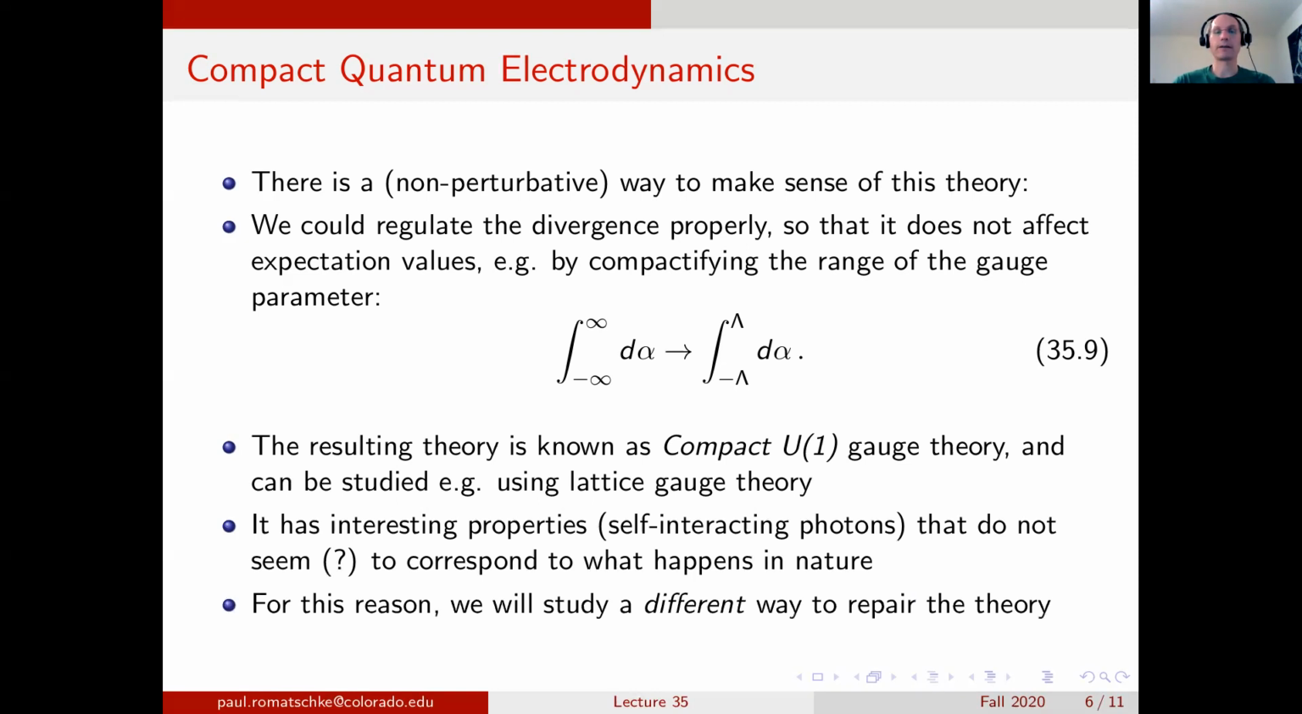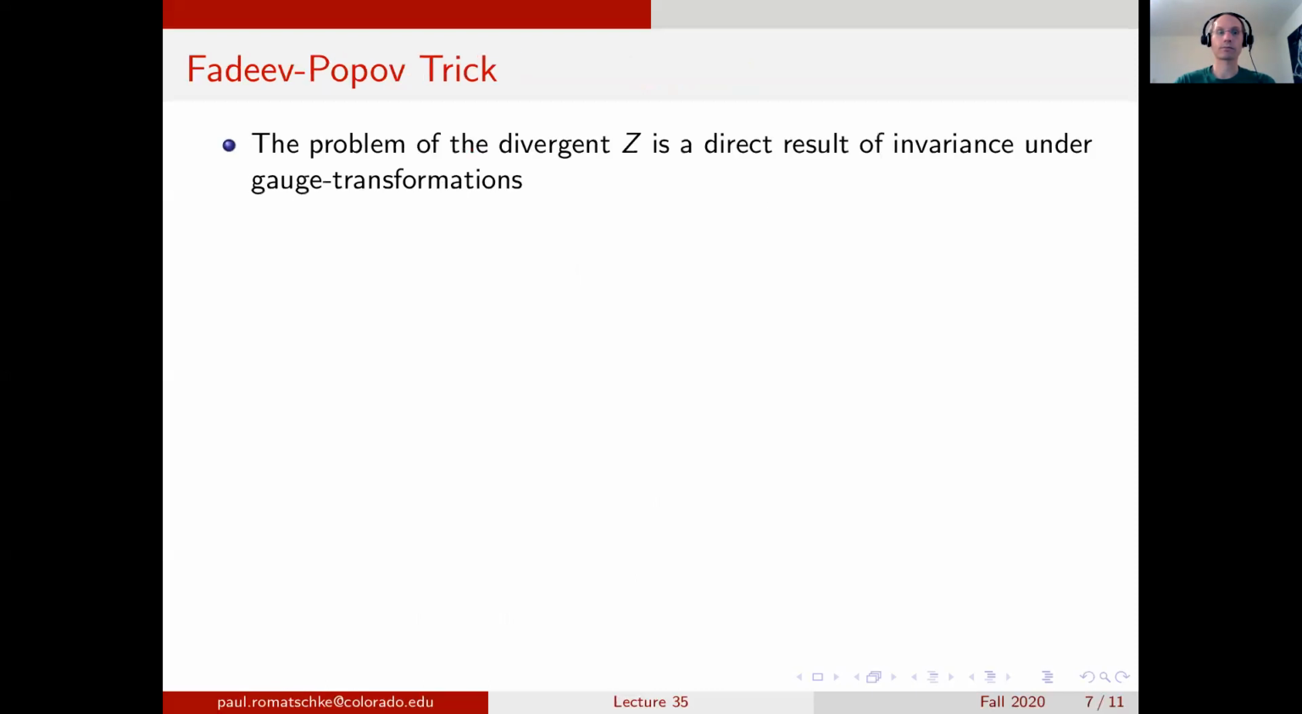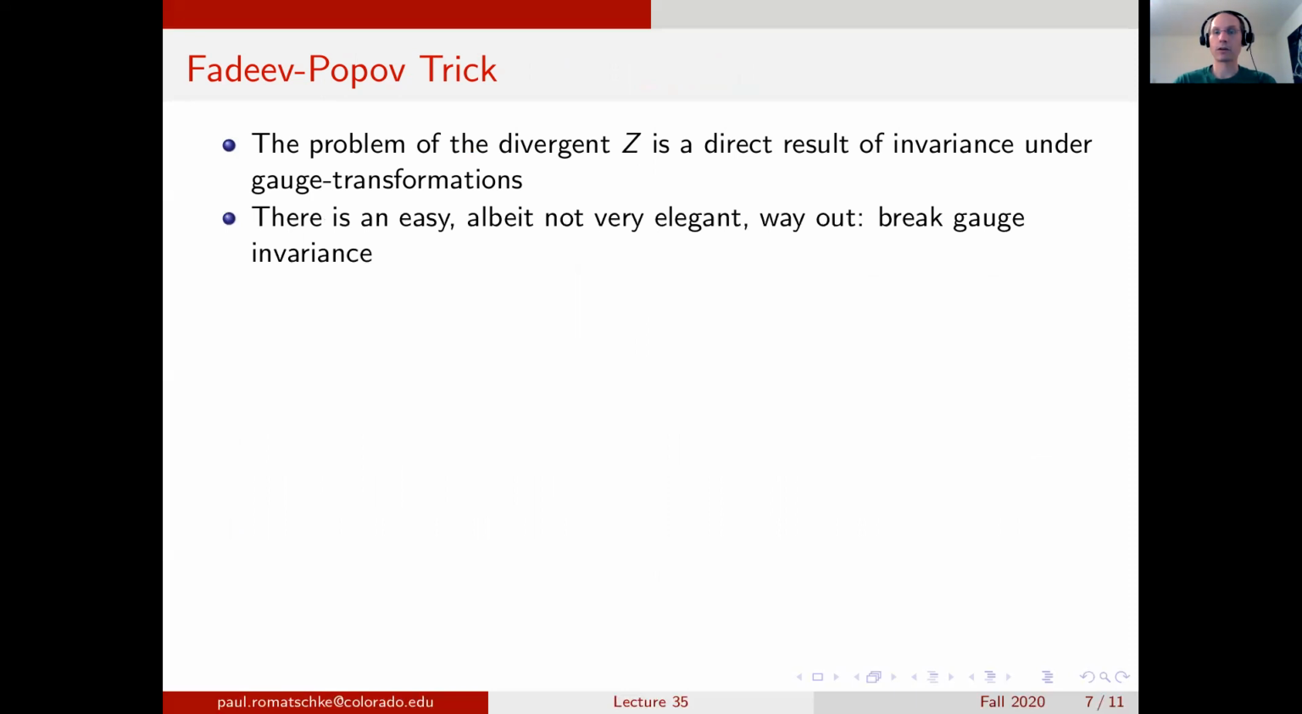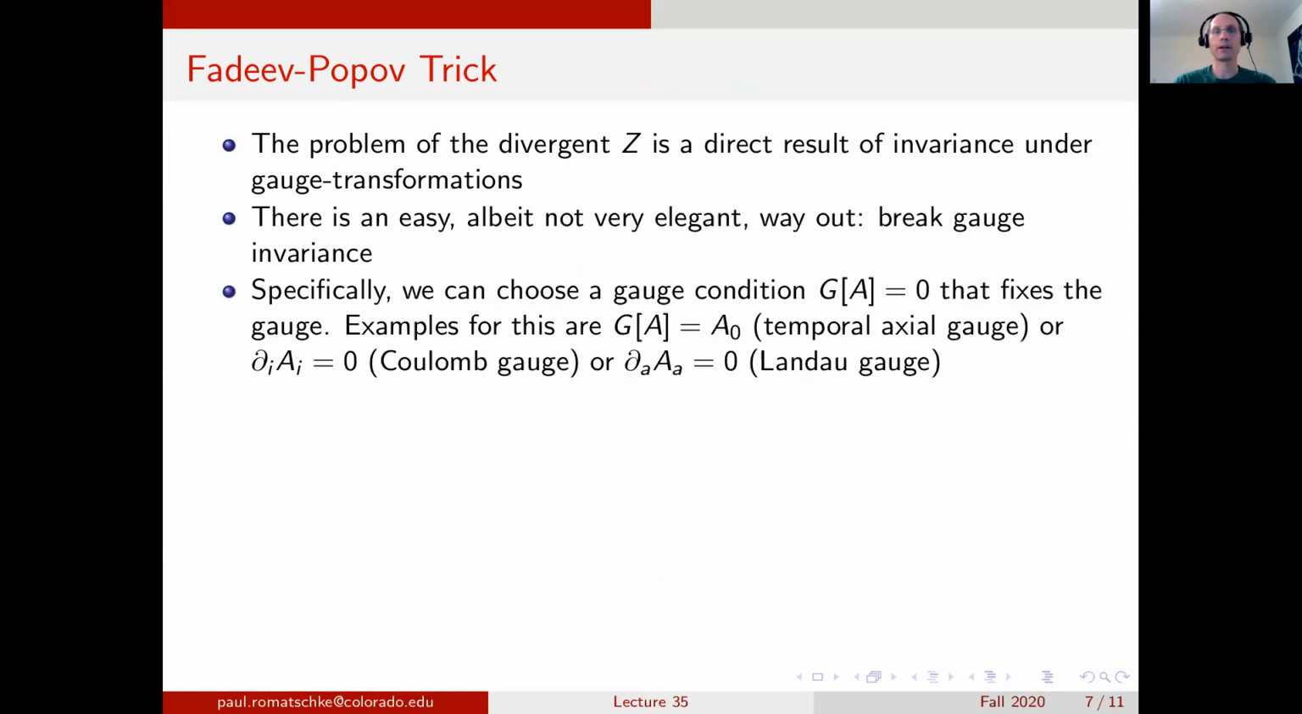Partly for this reason, we will study a different way to repair the problem of the divergence that results from gauge transformations. So we found that the problem of the divergent Z is a direct result of the invariance of the action under gauge transformation. A straightforward way out is to just say, well, then let's just break gauge invariance. So we could choose a gauge condition, which I formally write down as some condition G, a functional of the gauge field A, equals 0, that fixes the gauge.